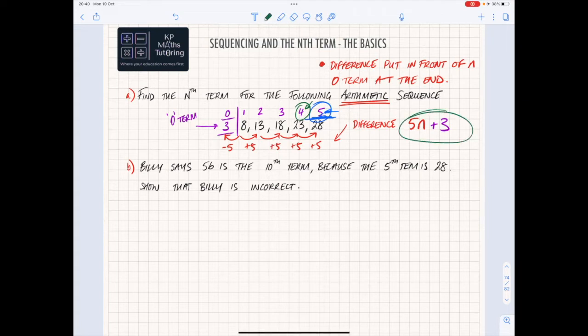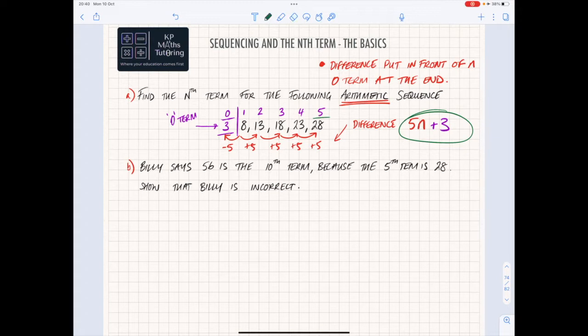Okay. Right, let's look at part B then. Billy says 56 is the 10th term in the sequence because the fifth term is 28. This is a really common style of question. Where the fifth term is 28, a lot of pupils will just think that all you do is double that fifth term and you end up with the 10th term.